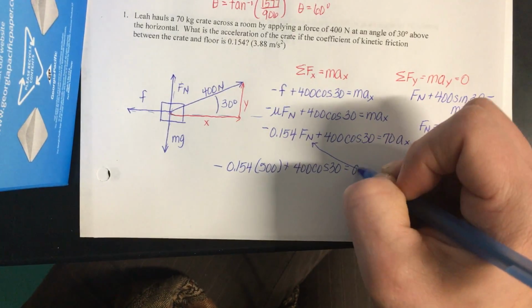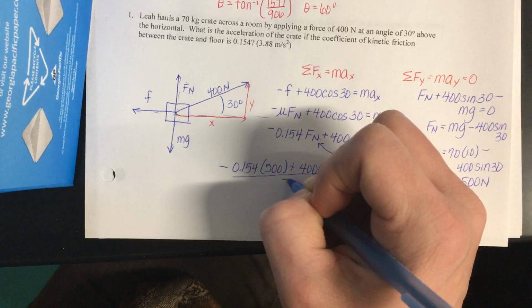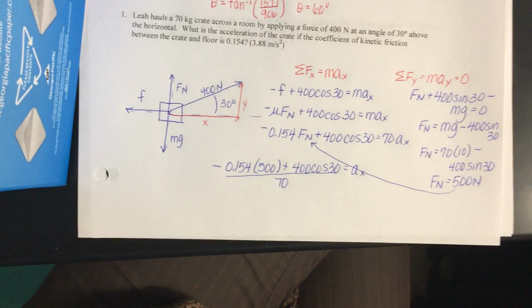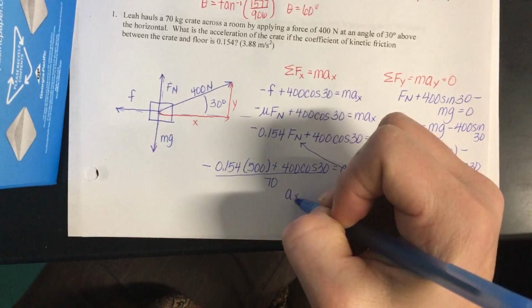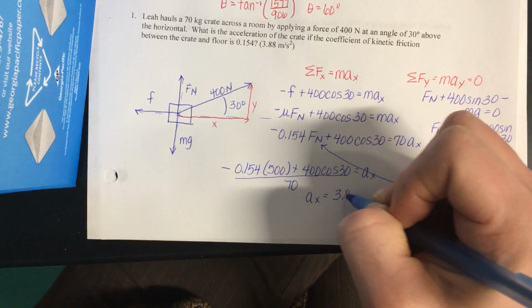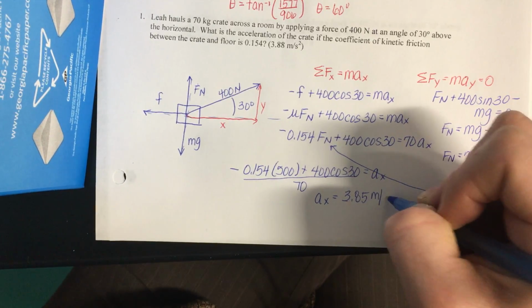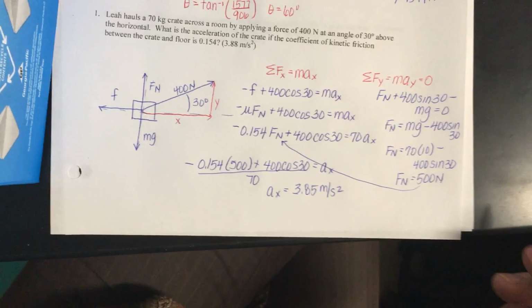And if I divide both sides by 70, you'll get A, which should be about 3.85 meters per second squared if you use 10 for gravity.